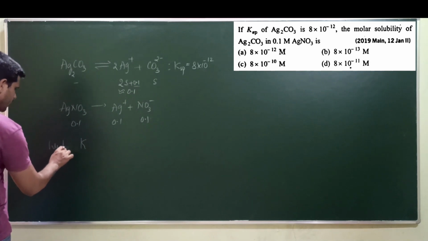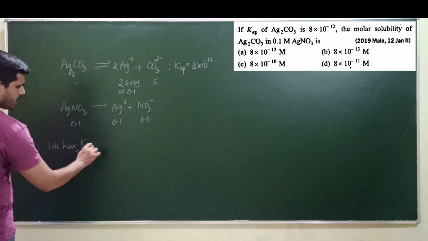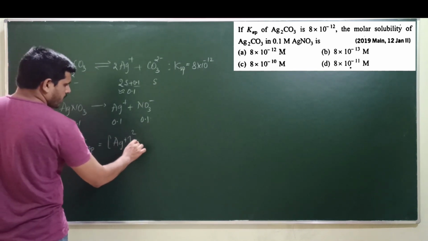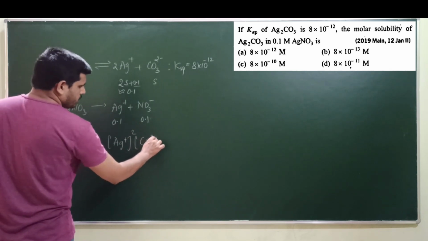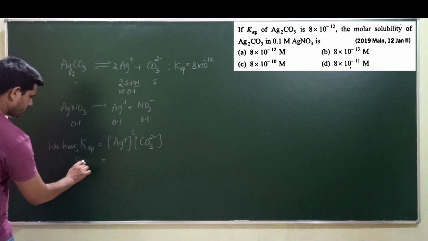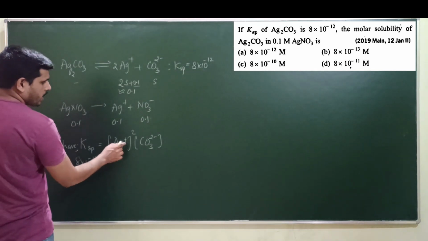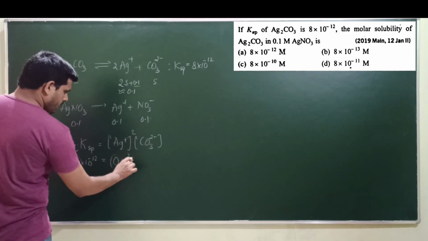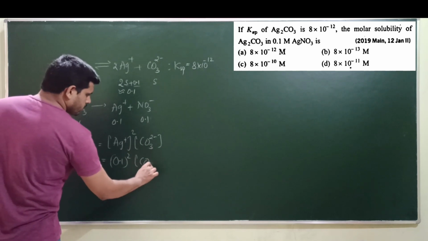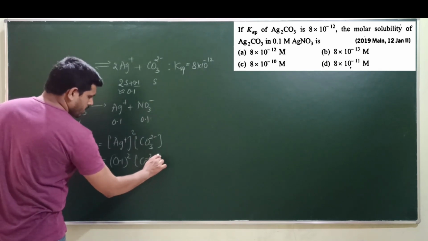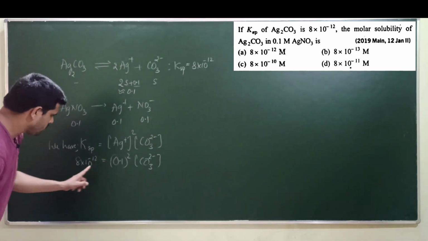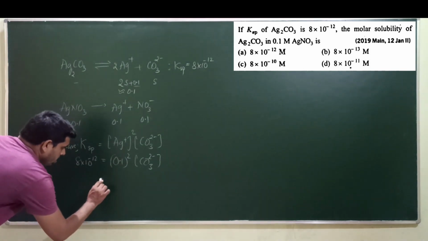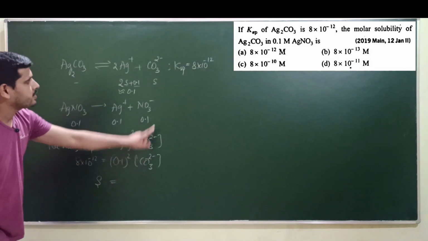We have Ksp is equal to the concentration of silver ion squared into the concentration of CO3 2 minus. Now this is nothing but 8 into 10 to the power minus 12 equal to Ag plus squared, which is 0.1 squared, into the concentration of carbonate, which is S. Now S is equal to 8 into 10 raised to minus 12 by 0.1 squared, which is 10 to the power minus 2. So S is the molar solubility, that is the CO3 concentration.